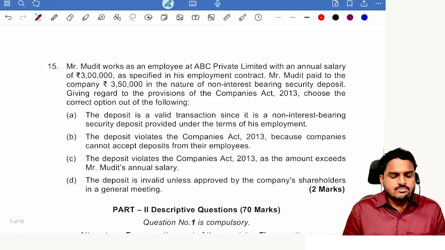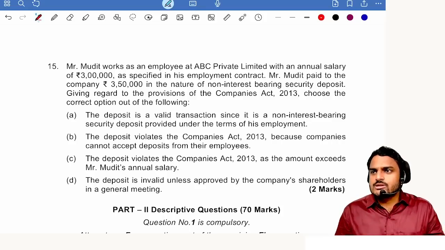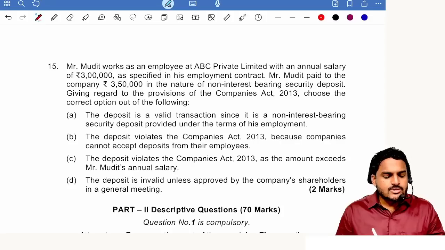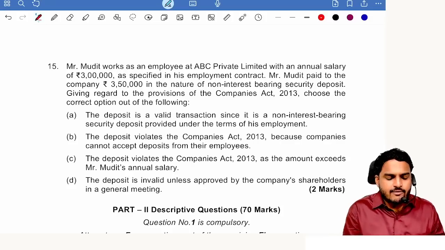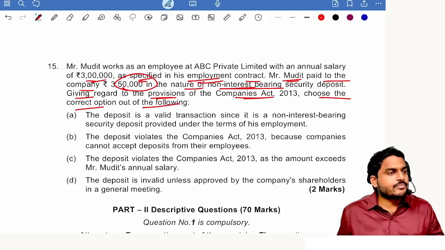15th one. Mr. Mudit works as an employee. In the previous MTP, you gave the wrong answer to this question. At least try now. Mr. Mudit works as an employee at ABC Private Limited with an annual salary of 3 lakhs as specified in his employment contract. Mr. Mudit paid the company 3.5 lakh in the nature of a non-interest bearing security deposit. Giving regard to the provisions of the Companies Act 2013, choose the correct option out of the following.